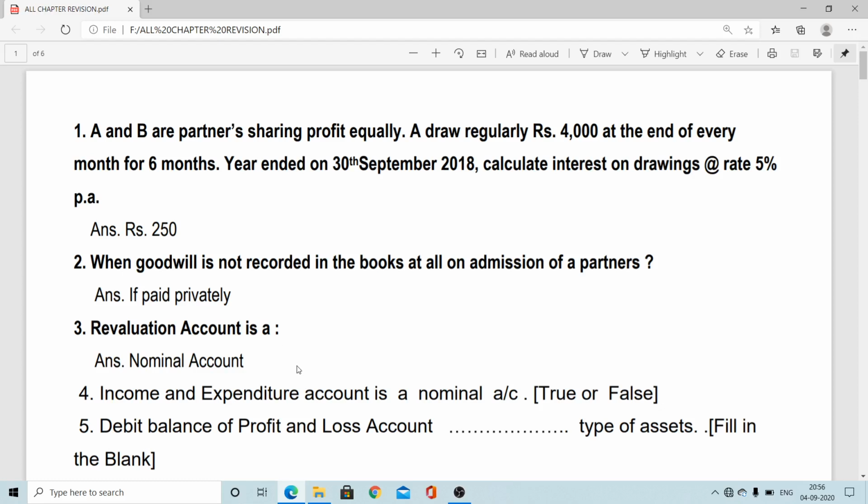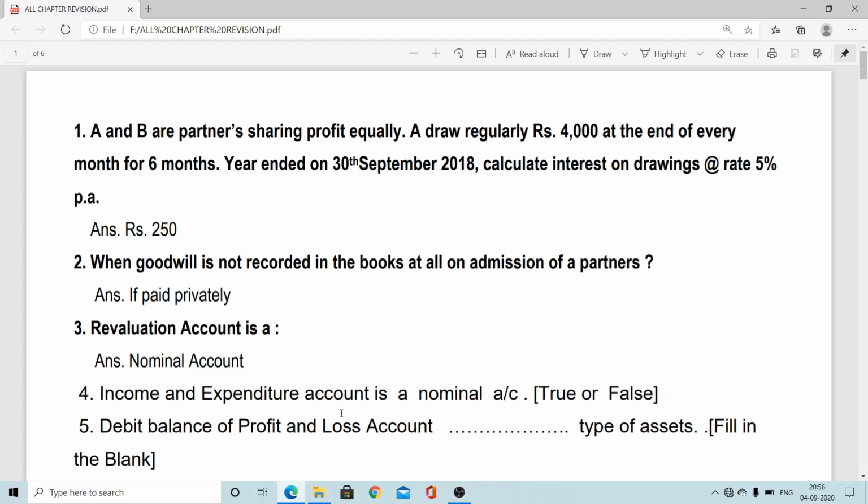That is a 1 mark type of question. In case of true or false, this type of question is important. Income and expenditure account is a nominal account. Is it true or false? I already told you that income and expenditure is similar to profit and loss account, and profit and loss account is by nature a nominal account. Therefore, income and expenditure is also a nominal account.